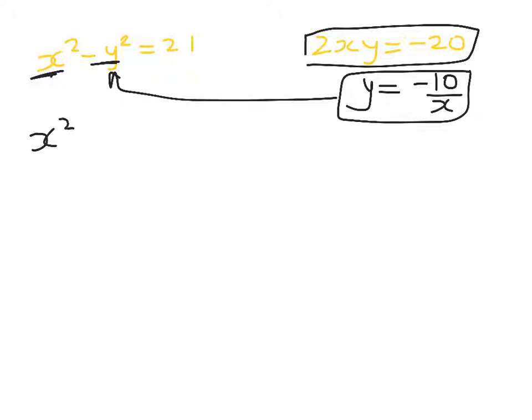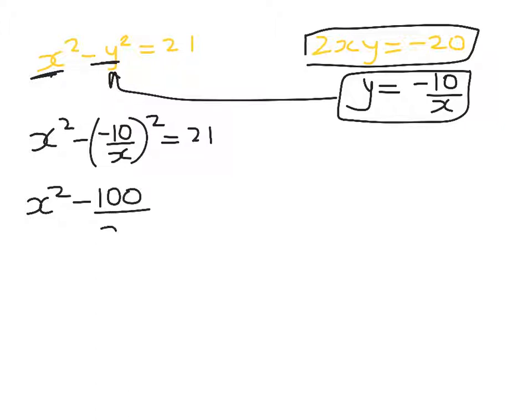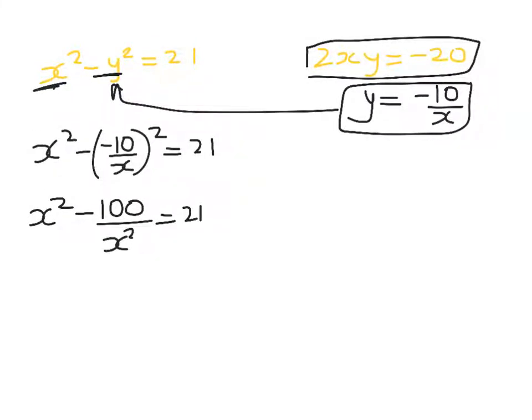We have x squared minus negative 10 on x, squared, is equal to 21. x squared minus 100 over x squared is 21. Now getting a common denominator of x squared, I'm going to end up with x to the power of 4 minus 100 equals 21x squared. I've just multiplied everything through by x squared.